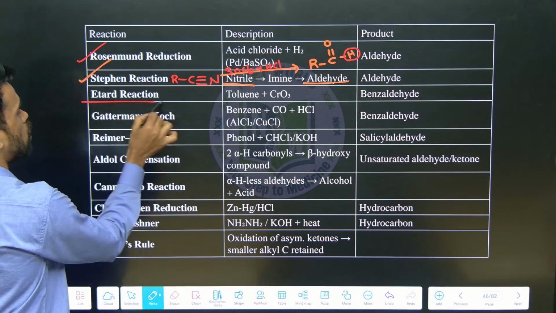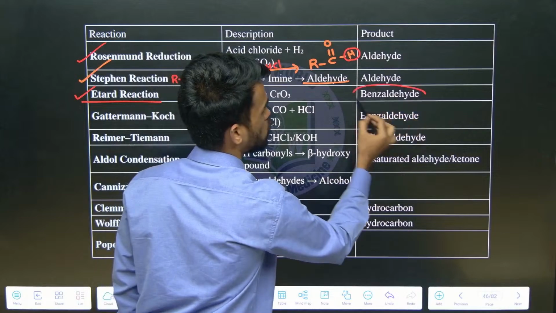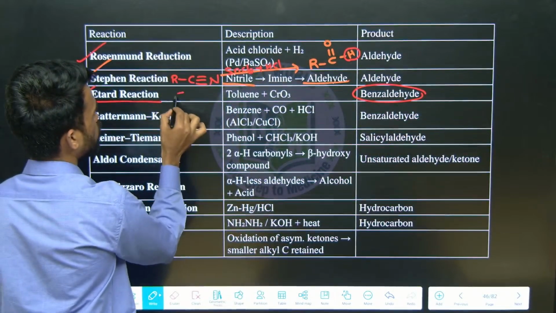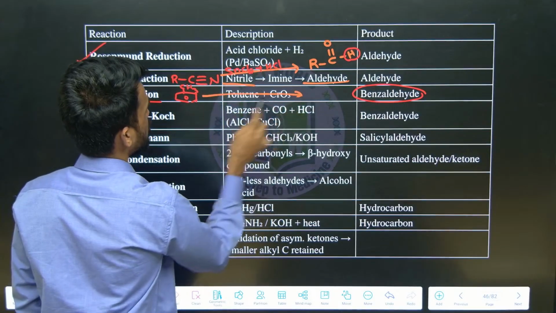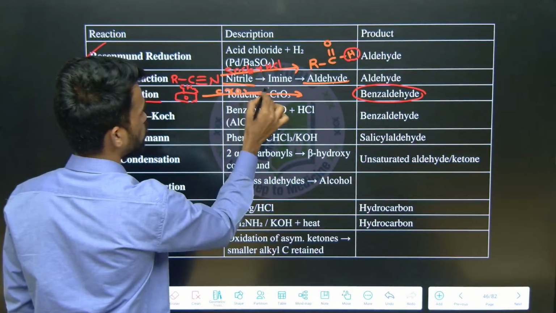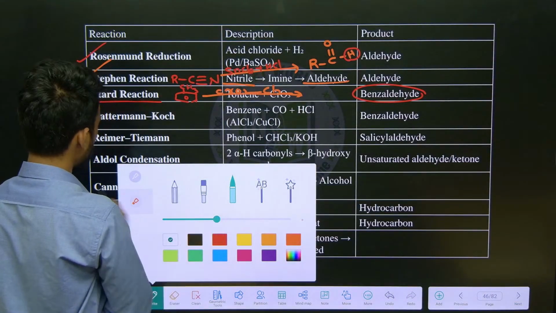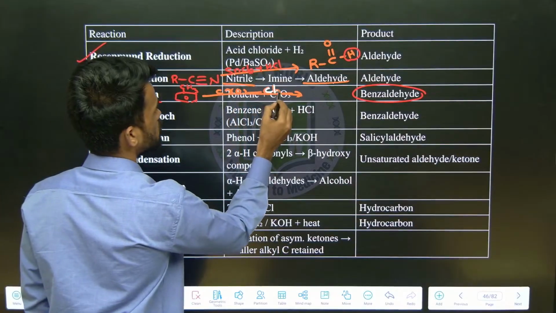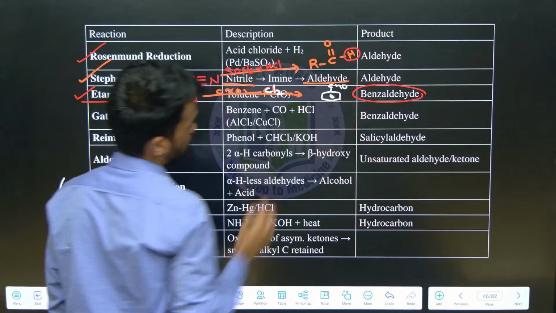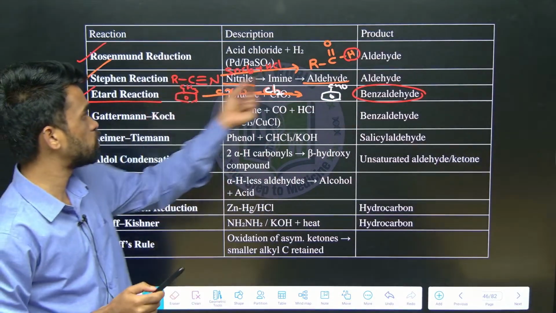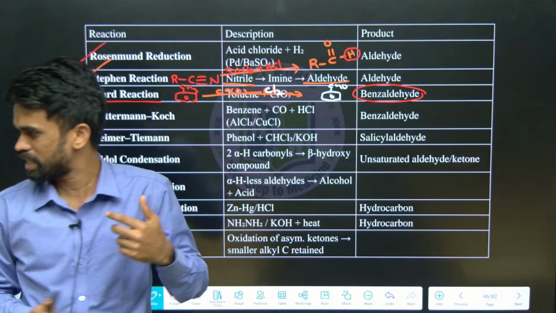Next, Etard's oxidation or Etard's reaction. Here alkyl benzenes are converted into benzaldehyde. If you take the example of toluene, you can take CH3 and treat this with chromyl chloride, CrO2Cl2. This chromyl chloride gives you benzaldehyde. So the alkyl group is oxidized to the aldehydic form. Toluene gives benzaldehyde. The reagent used is chromyl chloride, CrO2Cl2.